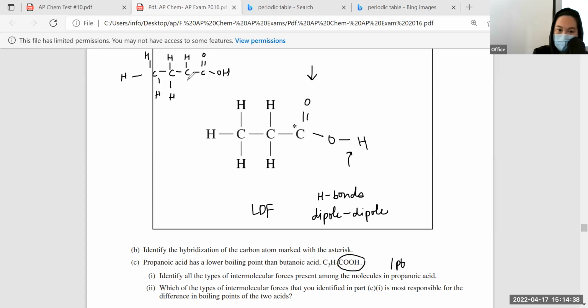Right. So what is going to account for the difference in the boiling point? It's not H bonds. They both have H bonds. It's not dipole. They both have the same dipole, right? It's going to be LDFs. This one has one more carbon with the hydrogens, right? Greater polarizability because it has more electrons. Therefore, that's your LDFs are the reason why you have a difference in boiling points. So 1 point. You don't need to justify it. You just need to list LDF.